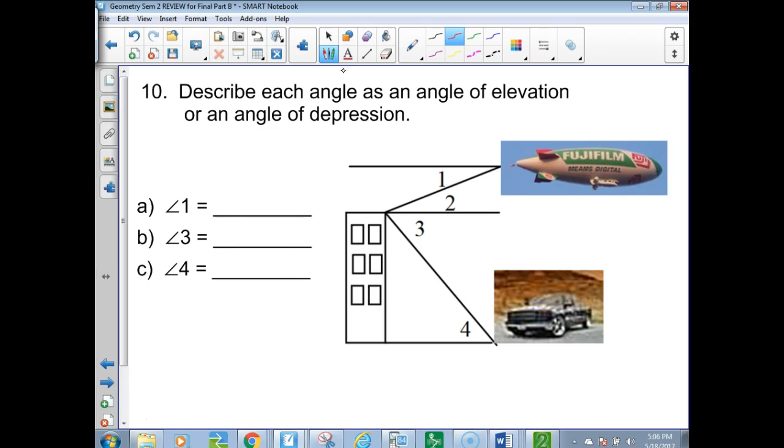Number 10, describe each angle as an angle of elevation or an angle of depression. Angle 1 is an angle of depression because it's opening from a horizontal. All angles of elevation or depression open from a horizontal. Angle 3 is also an angle of depression. It's opening down from a horizontal line. While angle 4 from the horizontal is opening up, so it's an angle of elevation.